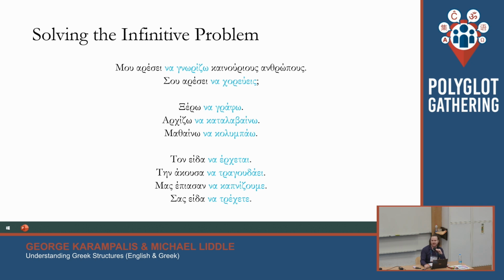Are you noticing a pattern? Yeah. Την άκουσα να τραγουδάει. I heard her singing, yeah. Μας έπιασαν να καπνίζουμε. Yes, they caught us smoking. Yeah. Σας είδα να τρέχετε. Yeah, so you're running. So as much as I wanted to avoid relying on English, here you can see in English at least there's always ing. And in Greek it's just na and the present tense. So nice and easy there.